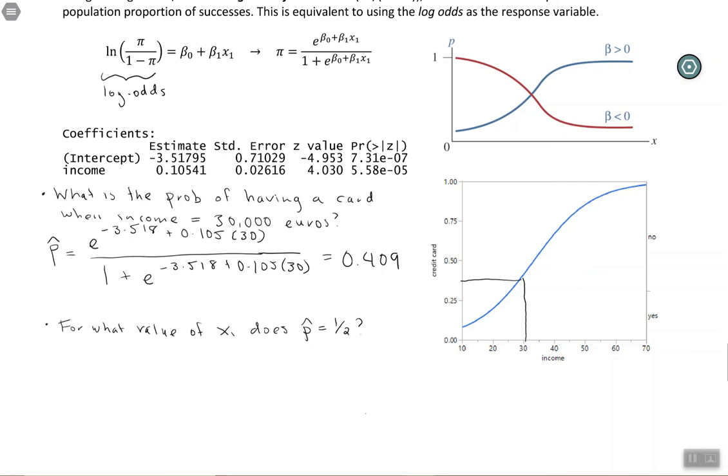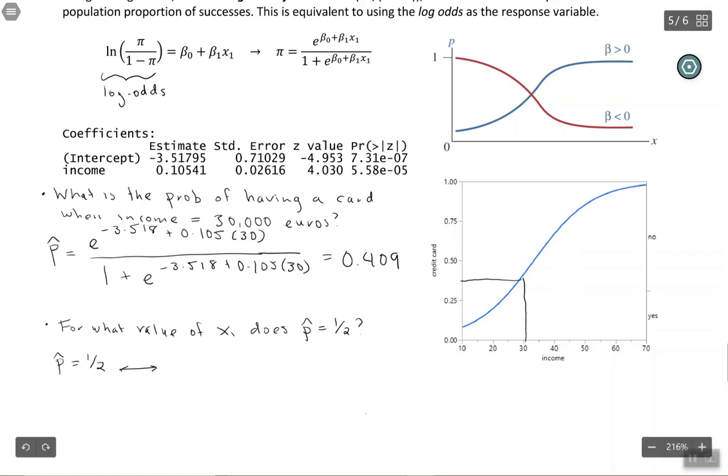Another question we might want to answer is, for what value of x is our predicted probability 1/2, right? Where does it cross over from being most likely they don't have a card to most likely they do have a card? Okay, so if we want p hat to be equal to 1/2, let's think about what we would have to do in this equation, right? Basically, we want this whole exponential expression to be equal to 1, right? Because that would give us 1 over 1 plus 1, which is 1/2.